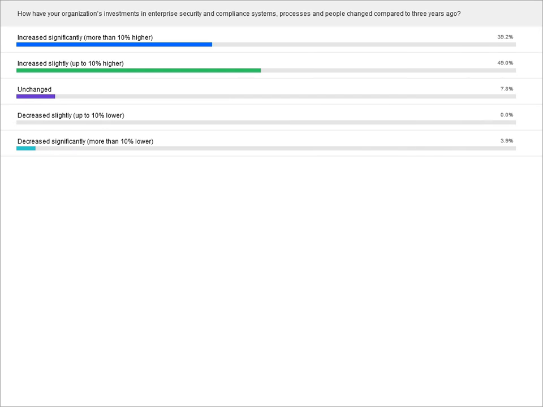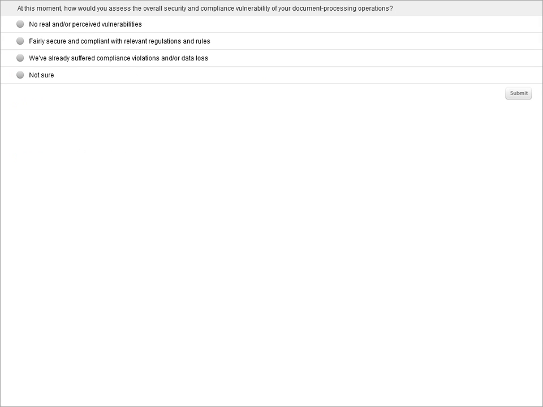Look at this. 49% of you, nearly half, say your spending on systems, people, and processes has increased slightly compared to 3 years ago, up to 10% higher. But this is really telling. 40% of you, it has increased significantly, more than 10% higher. If I had to wager a bet, I'd say you folks are in financial services, in healthcare, and in government. But this is indicative of what's going on in the market overall, and it's part of the reason we're here today. But more near and dear to our hearts is this next poll question.